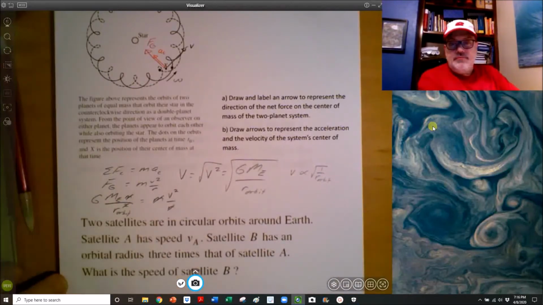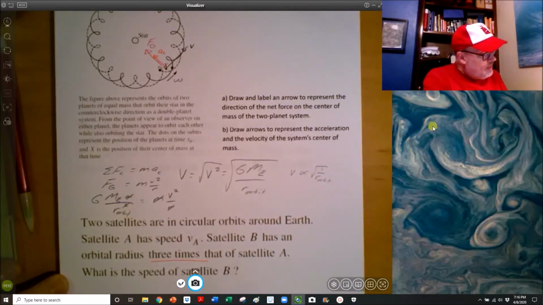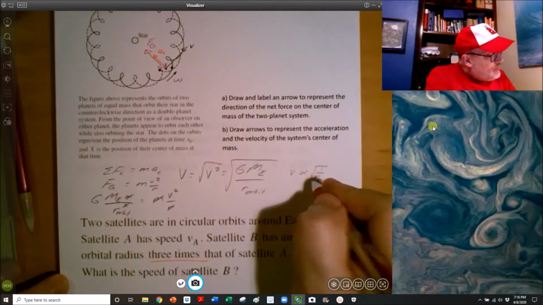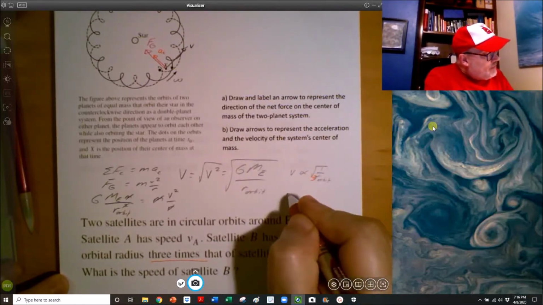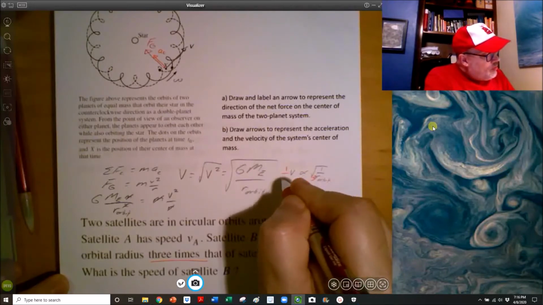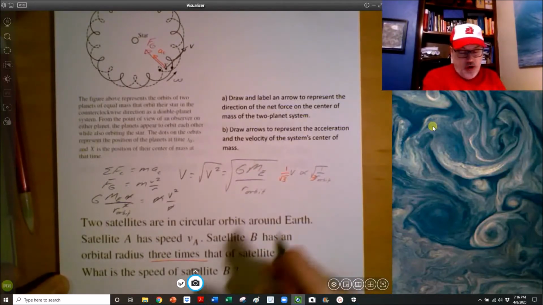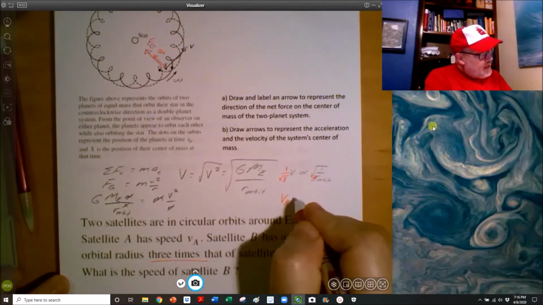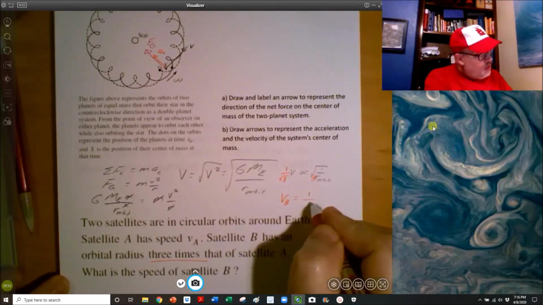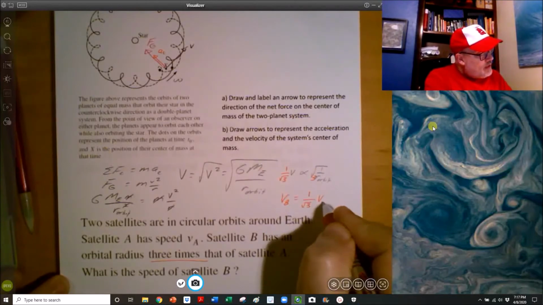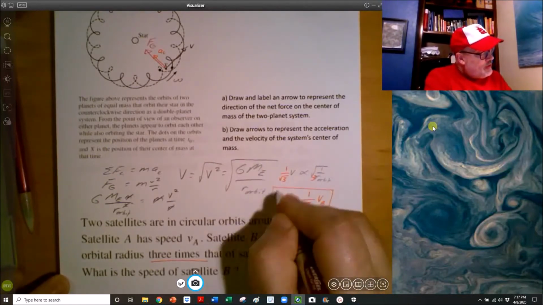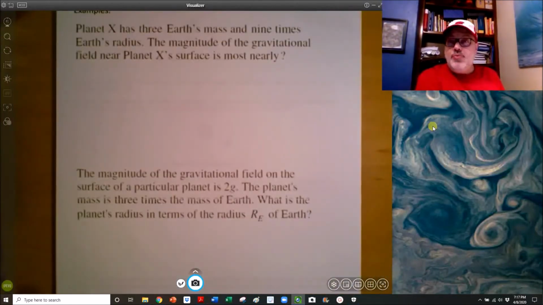Okay? Now, satellite B has, what does it say, 3 times the orbit. So if it's 3 times, that means that the velocity would be 1 over the square root of 3 times the original, or that the velocity of B would equal 1 over the square root of 3 times V_A. And there's our answer. Next problem.